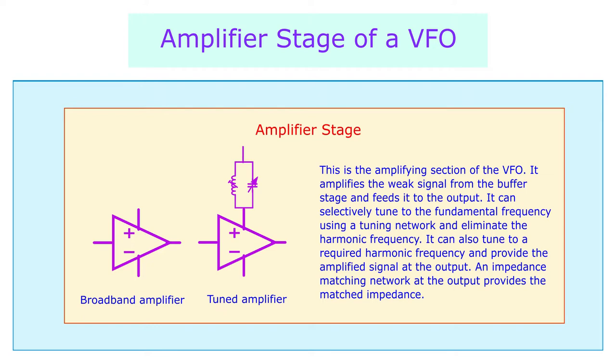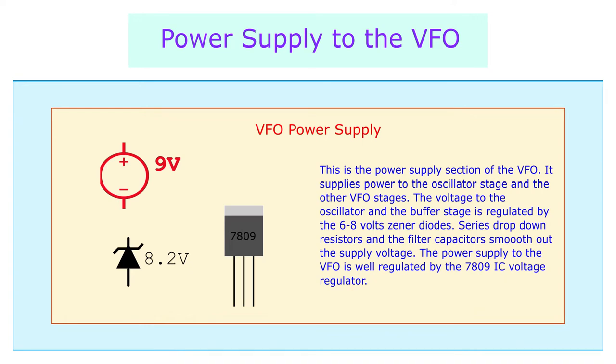Four, power supply regulator. The operating voltage for a VFO should be well filtered and regulated. The power supply to the oscillator and the buffer stages are regulated by 6 to 8 volt Zener diodes. The VFO circuit is powered from a well-regulated supply using the 7809 IC voltage regulator.